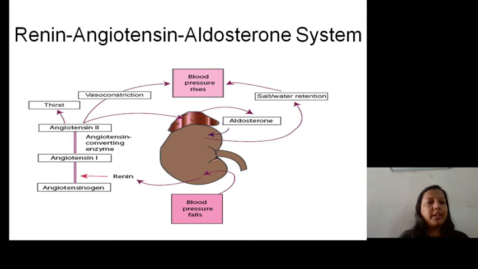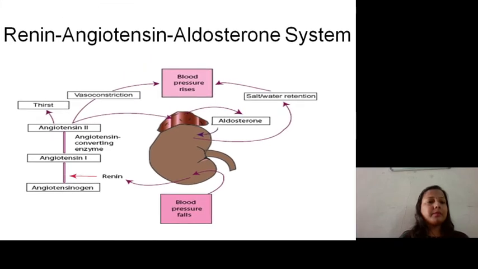Now this angiotensin 2 is a potent hormone. It shows its effect in different ways. First we can see thirst. As angiotensin 2 is secreted, the person feels thirsty, and through that water intake increases. See the second effect, it's vasoconstriction. Blood vessels constrict, and through that blood pressure rises.